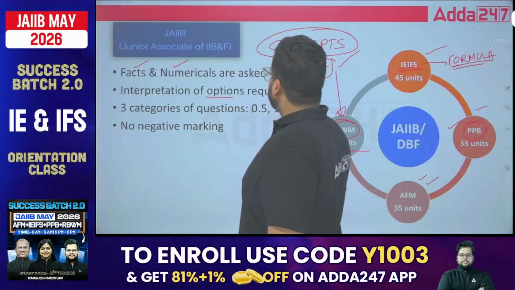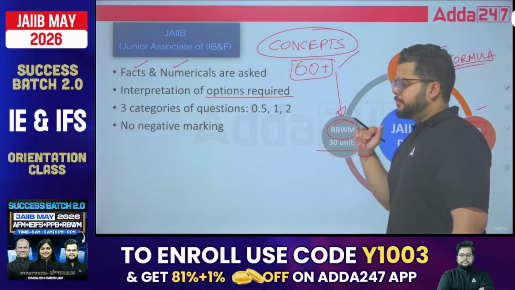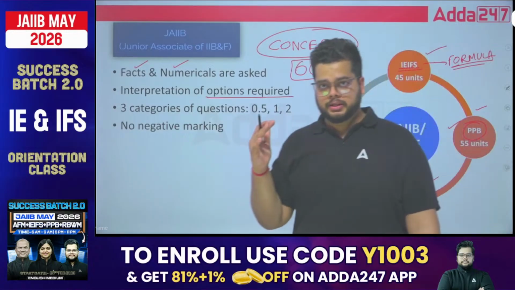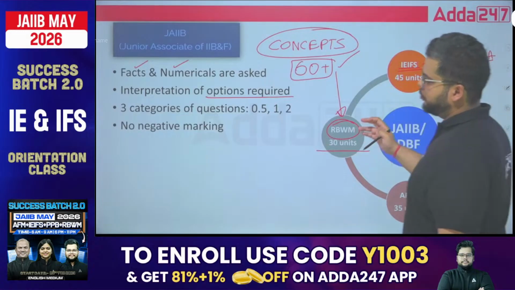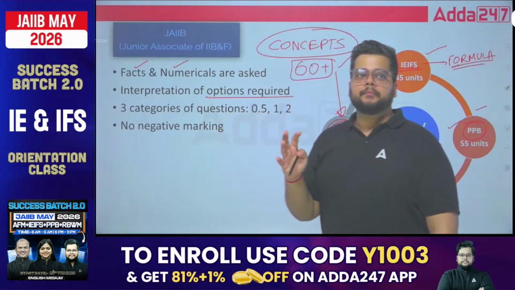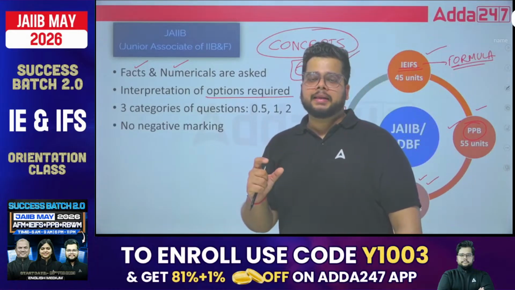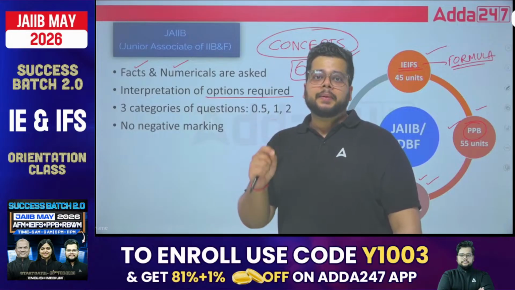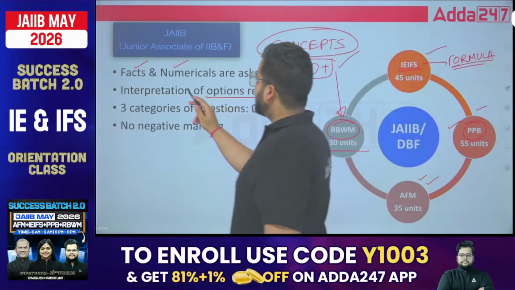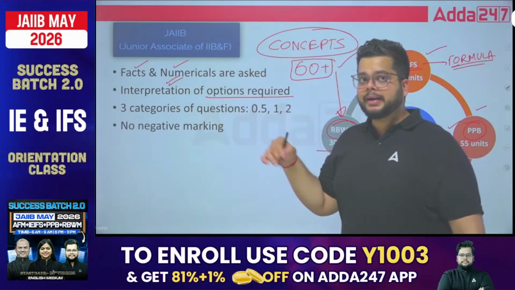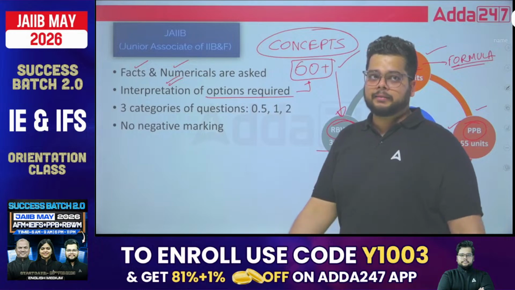Then interpretation of the options is required. Earlier we used to say that only IE and IFS is the subject where you require the interpretation of the options. But now each and every subject, be it your PPB, AFM, RBWM, all these subjects are becoming very tricky to handle, thanks to the difficulty level posed by IIBF via the interpretation of the options. The options are becoming very, very tricky. So if you can interpret what the examiner is asking and ultimately arrive at the right answer, only then can you aim for 60 odd marks.